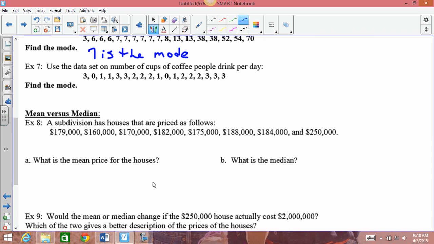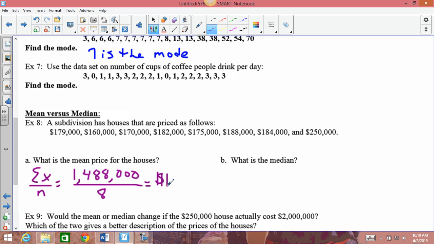It says a subdivision has houses that are priced as follows, so you can see those house prices. In part A, it wants the mean price for the houses, so the mean average price of the houses. So remember, that just means add up all those house prices and divide by the number of data points. So if I add up all those house prices, you should find that to be 1,488,000. Divide by the number of houses that we're looking at there, and you should find that to be 8. After you do that division, the average house price you would find to be $186,000.